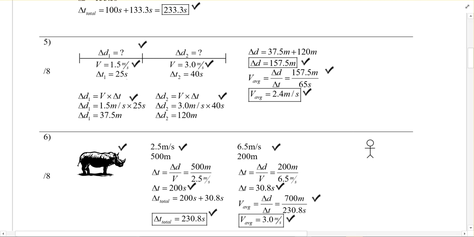So what we had to do on this one is, it gave us velocity for each, part 1 and part 2. It gave us velocity and it gave us time. We had to figure out the distance for both of those. So we figured out distance 1 was that, distance 2 was that. Then we added them together because we need total distance. That's what went on top. And then for total time, we just added 25 and 40 to get 65. And then that's our average velocity.